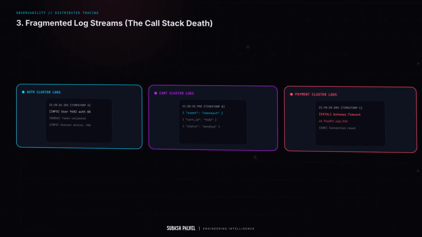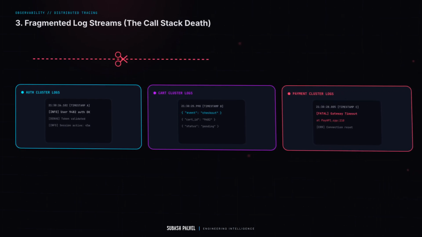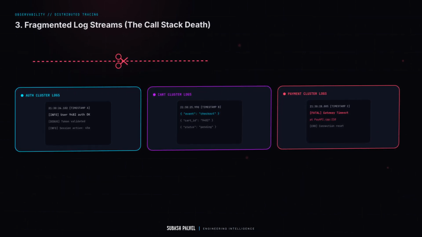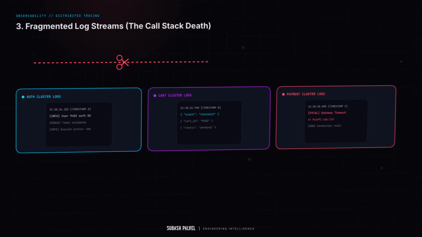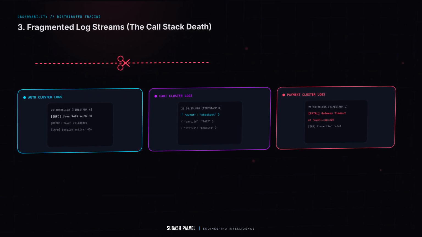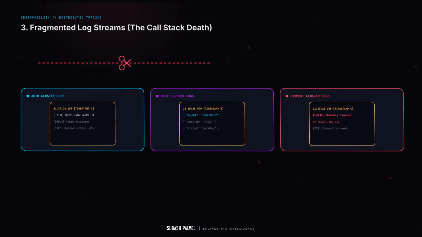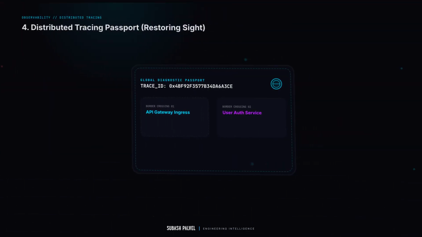When a checkout fails in the middle of that cascade, the stack trace dies the moment the request crosses the network. To find the bug, an engineer has to dig through 5 different log streams across 5 different clusters, trying to match timestamps that aren't even perfectly synchronized. You are completely blind. Distributed tracing is the technology that restores that sight.